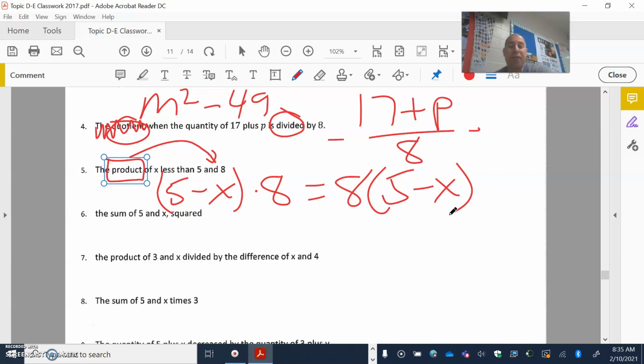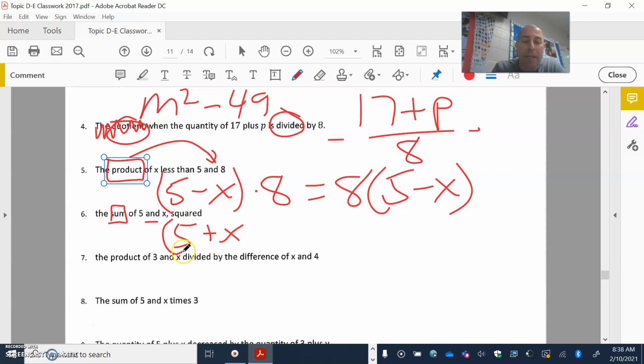Question 6, the sum of 5 and x, squared. So in question number 6, notice the comma, which makes you pause. So the sum of 5 and x. Sum means to add. And oh my goodness, remember those boxed-in words we talked about. Look, the word "and" is there. So that's where your addition sign is going to go. So it's 5 plus x.